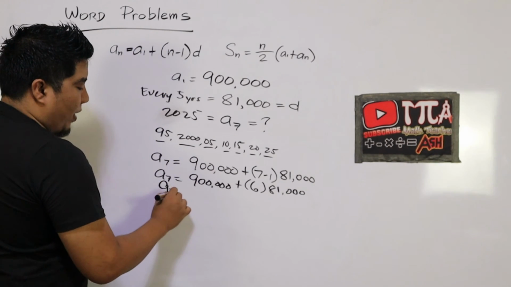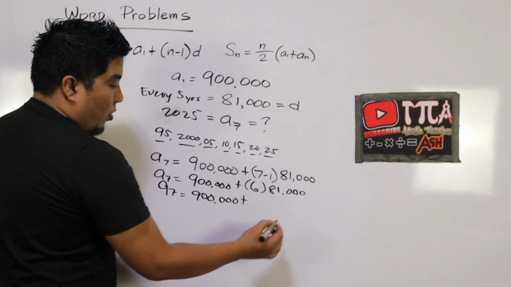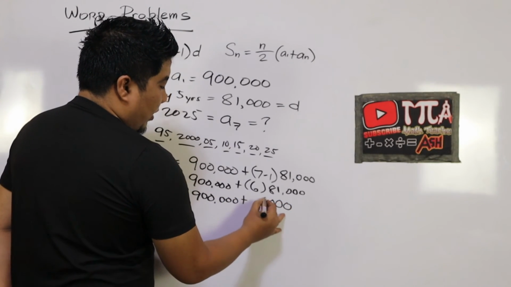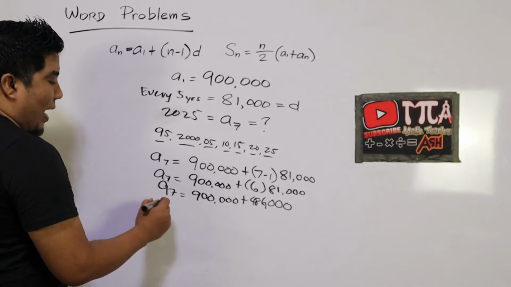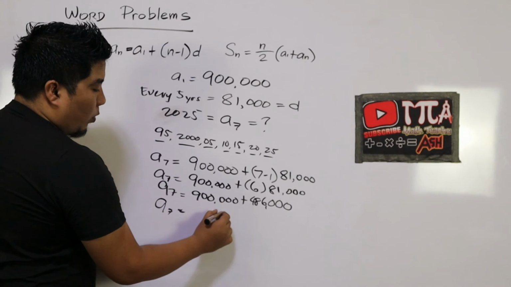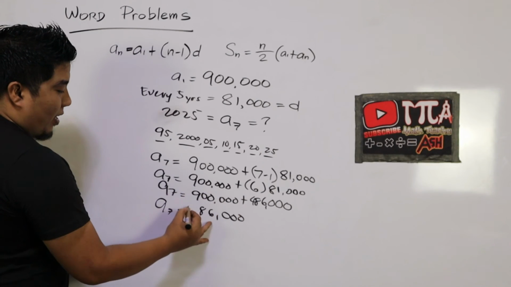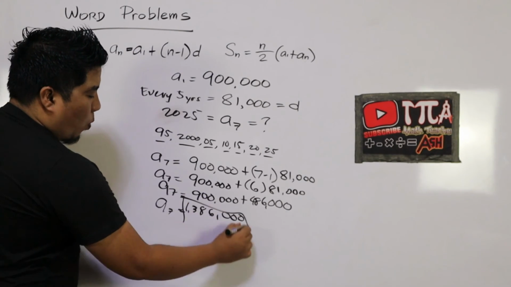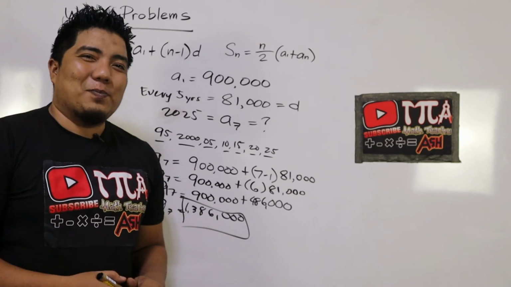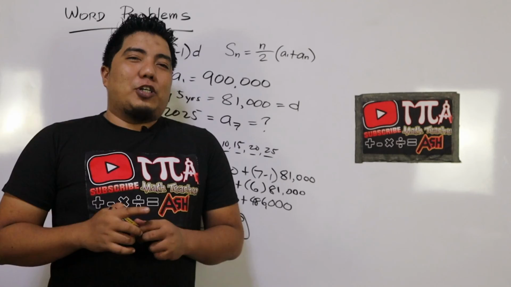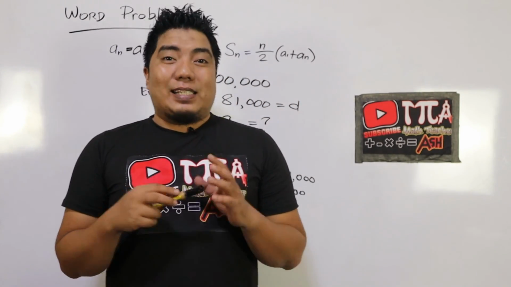So simplifying this, we have 900,000 plus, so these are 3 zeros, 6 times 81 is 486,000. Adding them, I think this will be millions. 6, 8. Alright, so that is 1,386,000 pesos. Easy, right? So, my dear math learners, I hope you know how to solve problems involving arithmetic sequence.